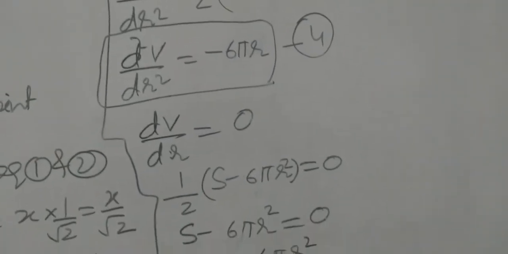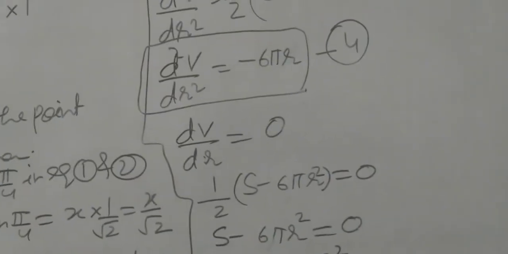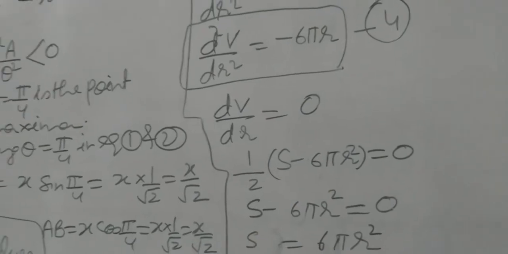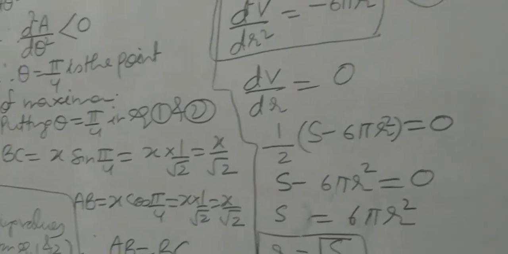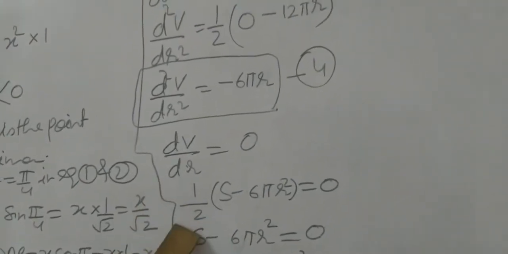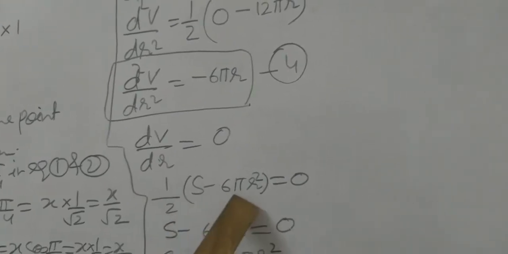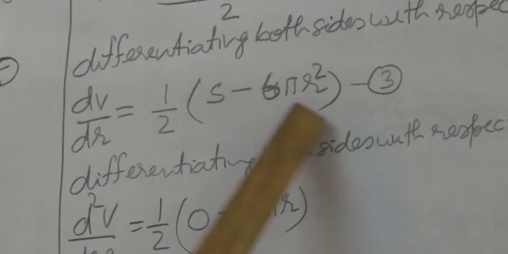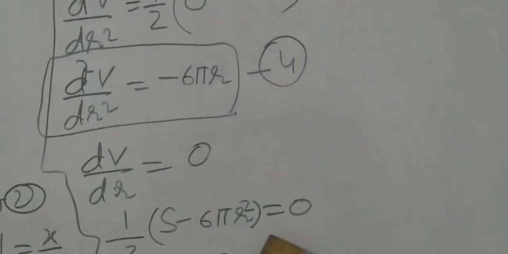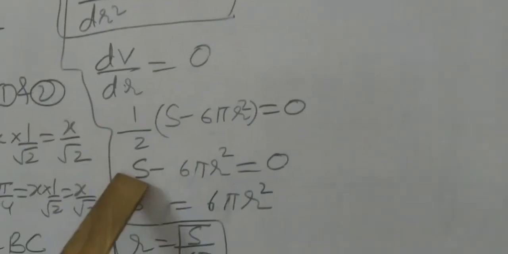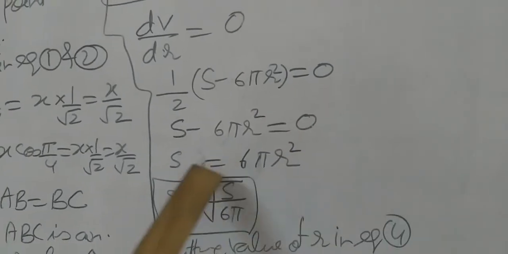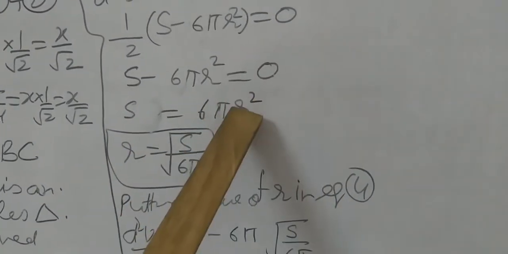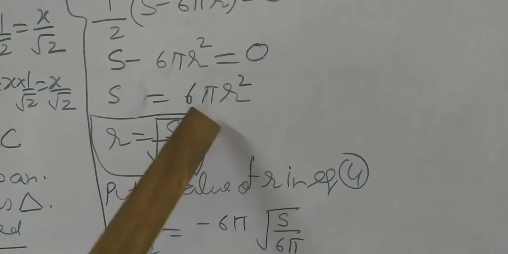Now student, you know, to find the point we have to put dV upon dr equals 0. First order derivative equals 0. So 1 upon 2 (S minus 6 pi r square) equals 0. So S minus 6 pi r square equals 0. S equals 6 pi r square. r equals root of S upon 6 pi. This is the value of r.